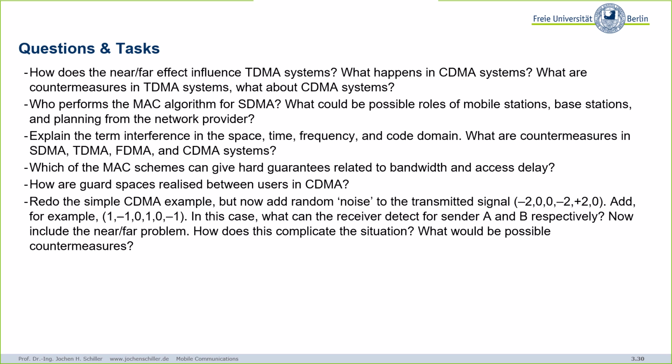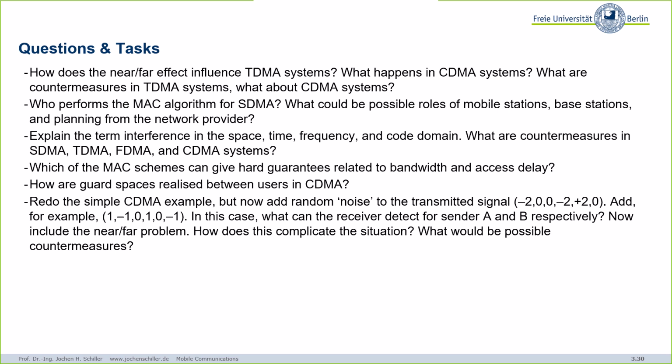And what is the guard space in CDMA? It's not time, it's frequency. But there, what should the codes be? Orthogonal. More or less orthogonal. The more orthogonal, the better it is. Exactly.